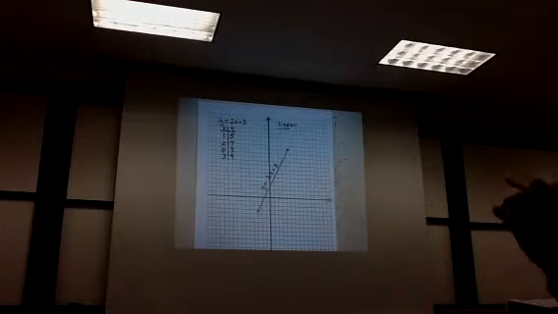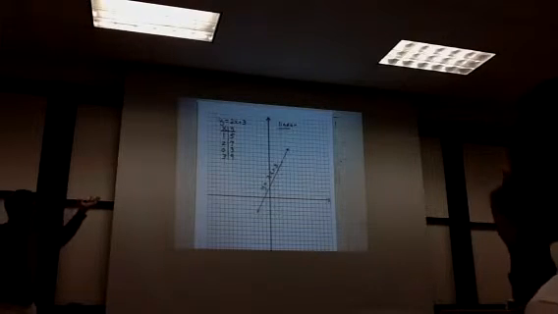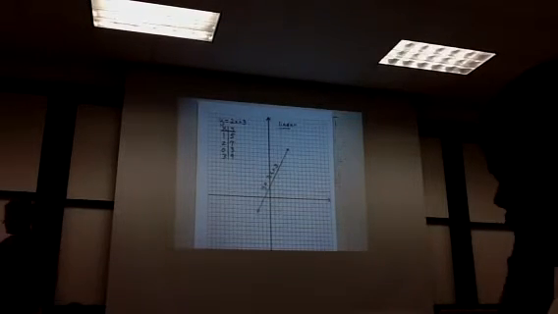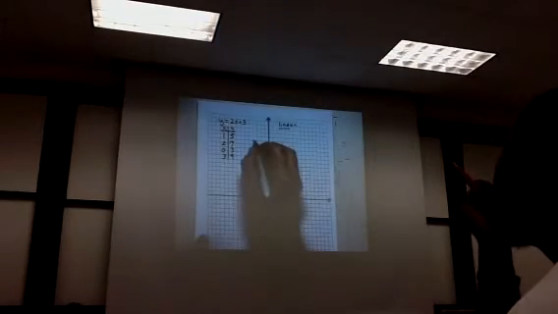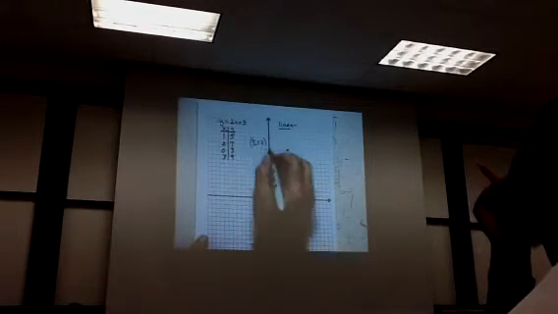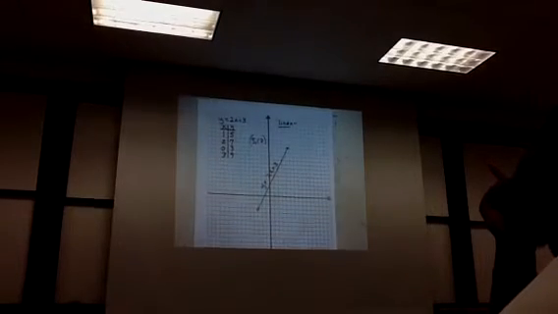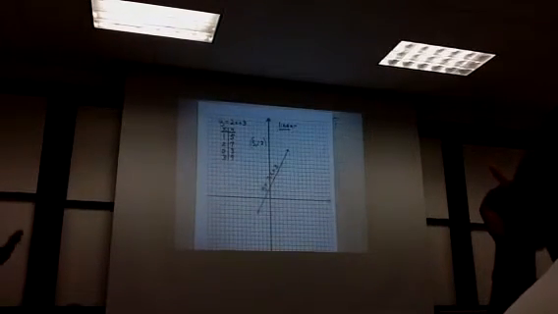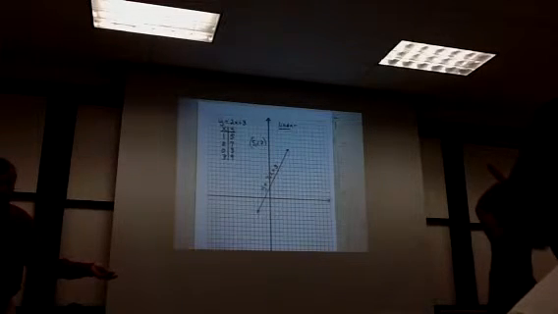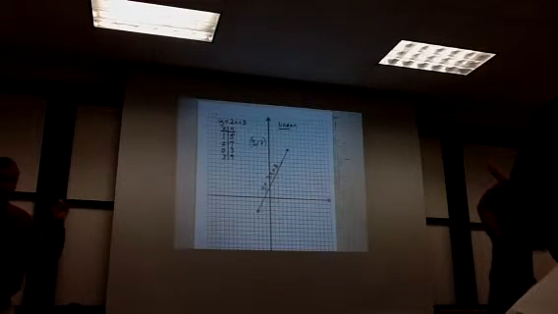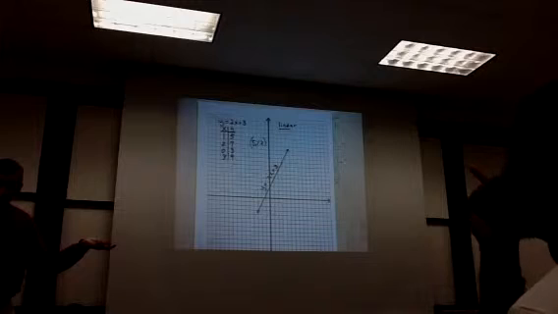This has 4 points that we found: 1, 5, 2, 7, 0, 3, 3, 9. Hey, is the point 5, 12 on this line? How you gonna find out? Plug it in. Substitute x, substitute y, see if it gives you a true statement.